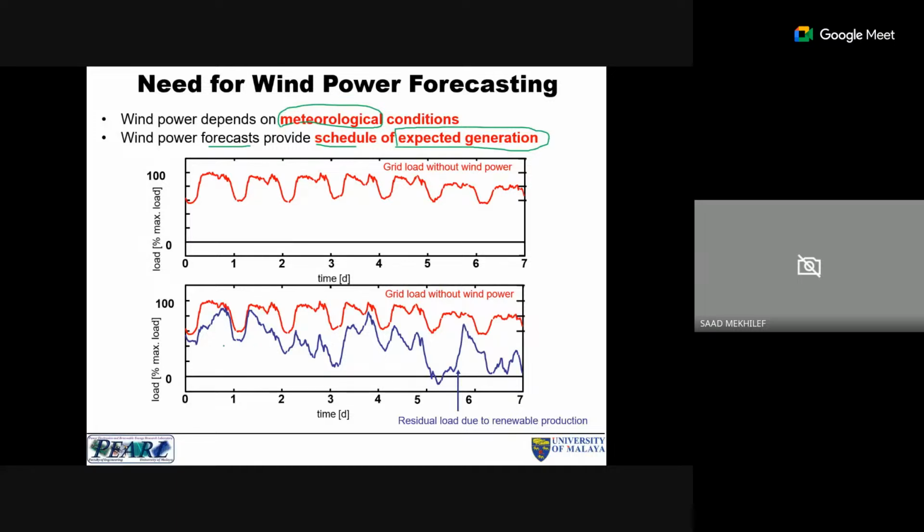What you can see here is that the red one is the same. You can see the blue one, what happened? The residual load due to the renewables. Sometimes it goes high, sometimes it goes low. You see, it's highly variable, and sometimes it even goes below zero. So what does this mean? It means it's highly uncontrollable, very, very hard to control. So if we can predict the amount of power generated from wind or from all these renewables, that can help stabilize the grid.